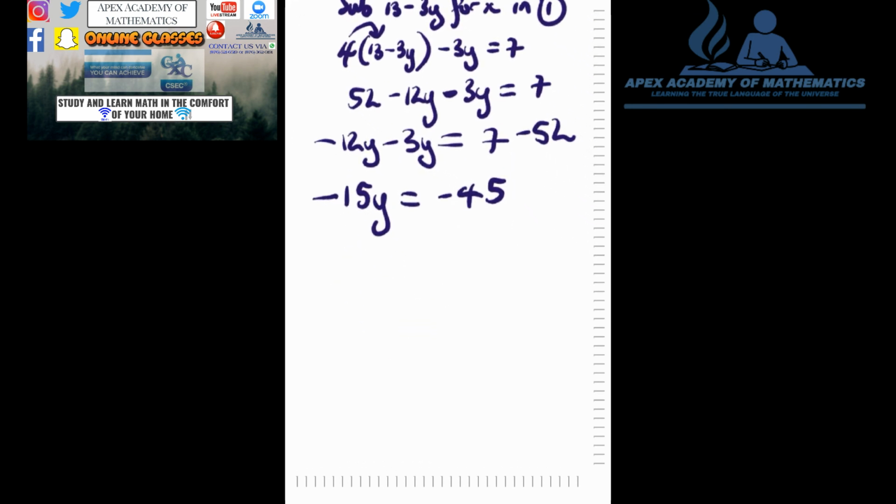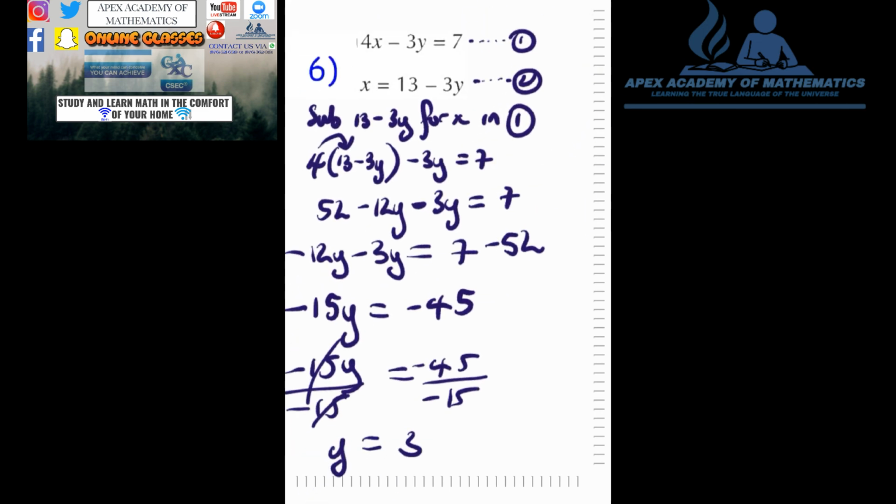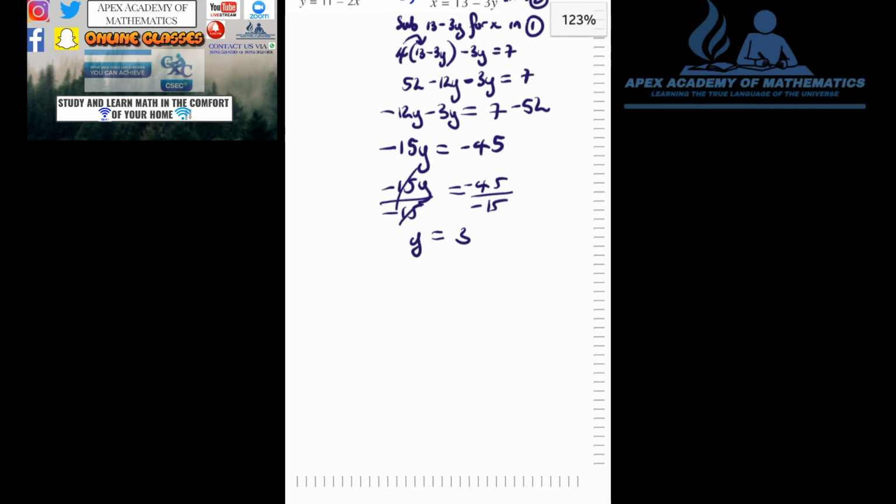Alright, now when we divide both sides by negative 15, what we're simply going to get is that y is equal to positive 3. Okay, that's how we get that part there. Y is equal to 3. 15 into 45 goes 3.